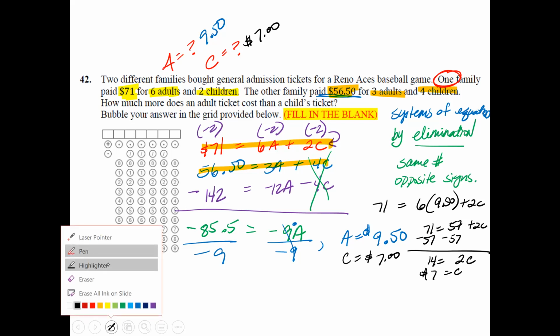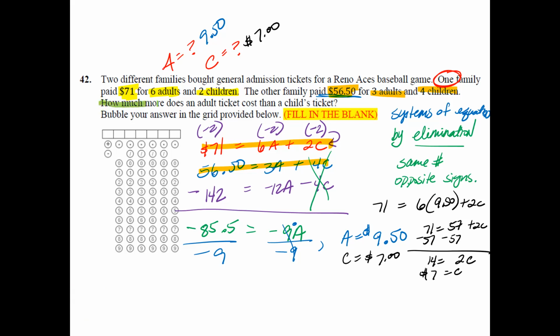Okay. So then you're like, I did all this work, so then what am I doing here? What was the purpose of me doing this? Go back to your question. How much more does an adult ticket cost than a child's ticket? So what's the difference between $9.50 and $7? You just simply subtract them. It's $2.50, right? So here it's a positive, so I'm going to go ahead and put positive 2.5.